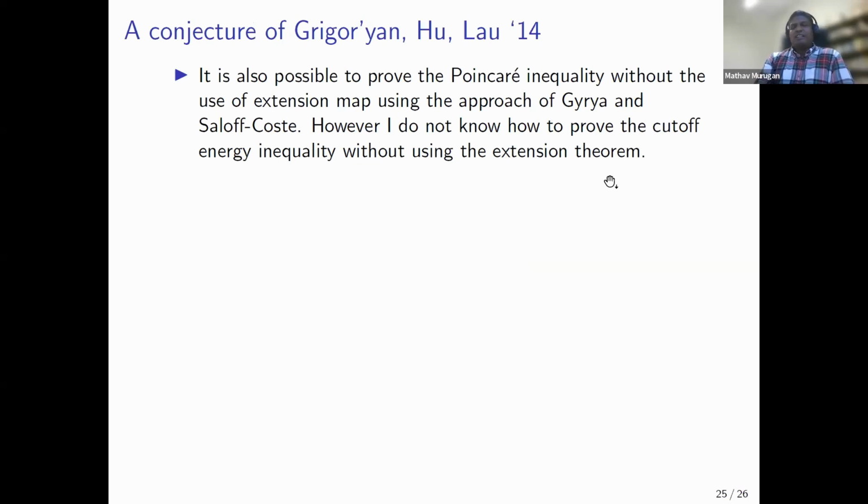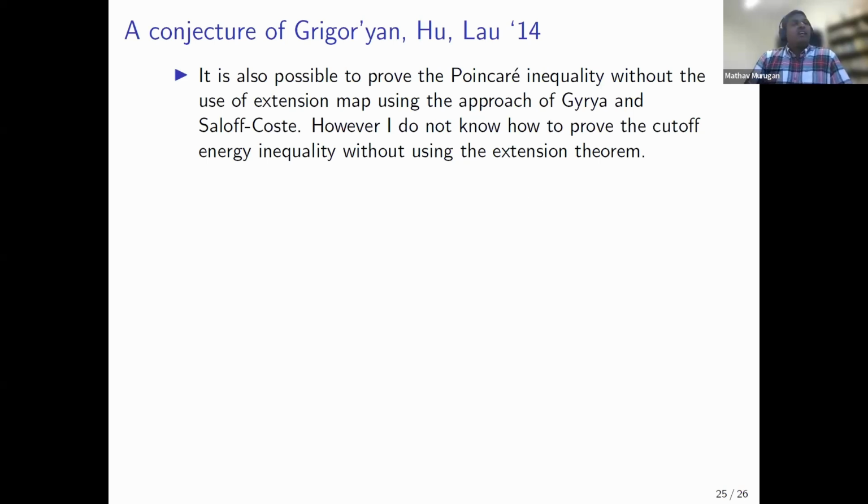So this condition that I did not state plays no role when beta equals 2. That's why Gairy and Salofkost were able to prove that reflected diffusions inherit similar Gaussian heat kernel bounds without using the extension map. But somehow when beta is larger than 2, we really needed the extension map for this proof. But it's natural to believe that the extension map should not be needed.